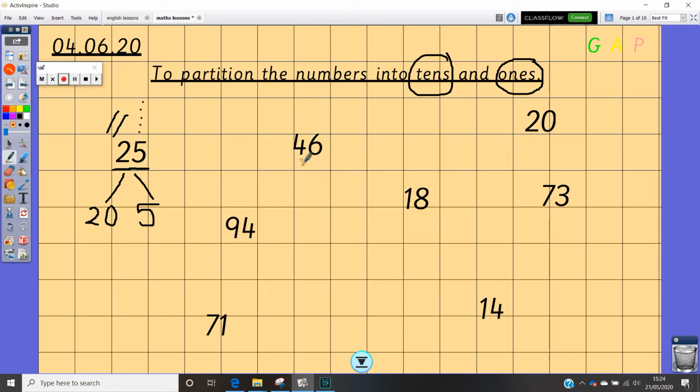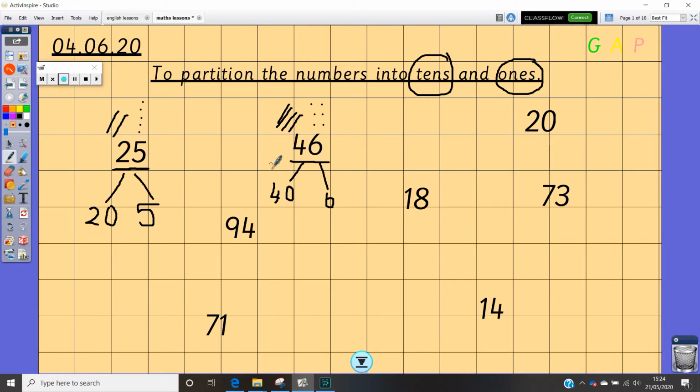So let's have a go with 46. So here we've got the number 46. We know that we have got 4 tens, so we draw our 4 tens. 40, and our 6 units, 1, 2, 3, 4, 5, 6. So to partition 46, we're going to split it into tens and ones. I have got 4 tens, which the value of 4 tens is 40, and I have got 6 ones. So that is my number partitioned.